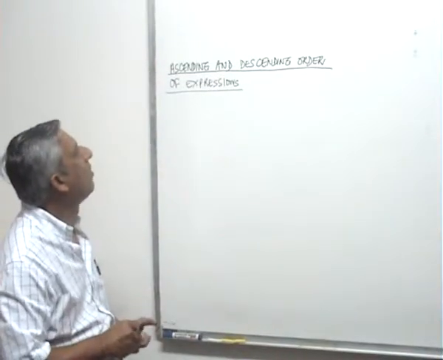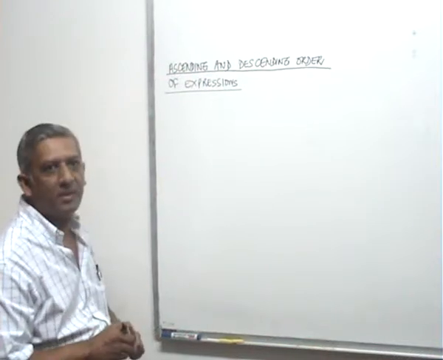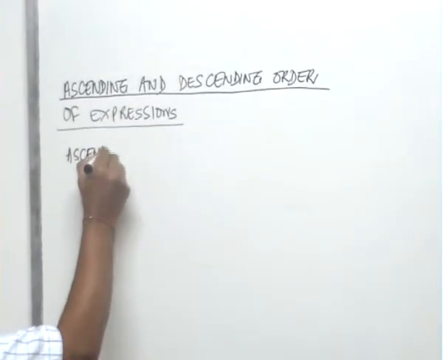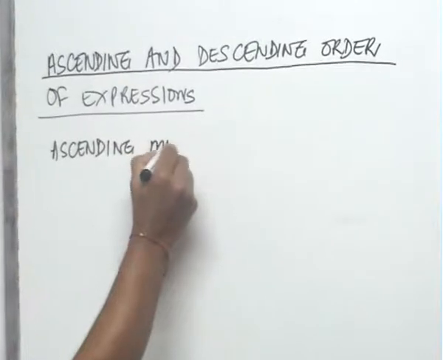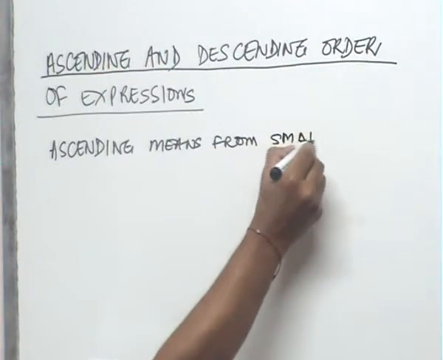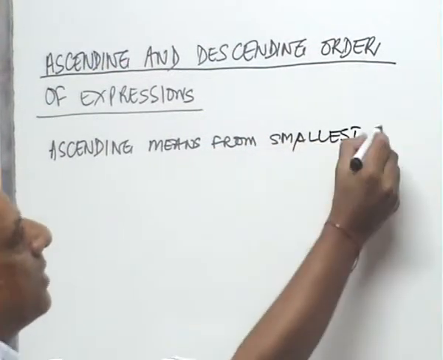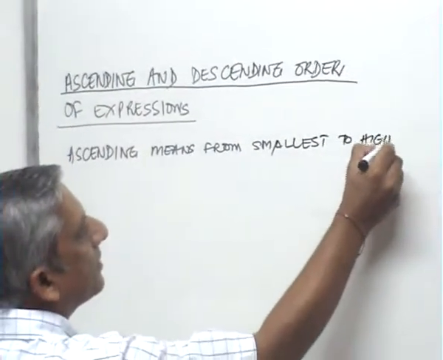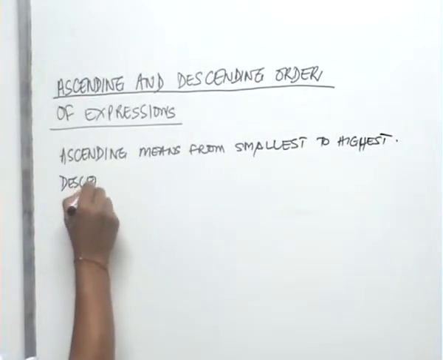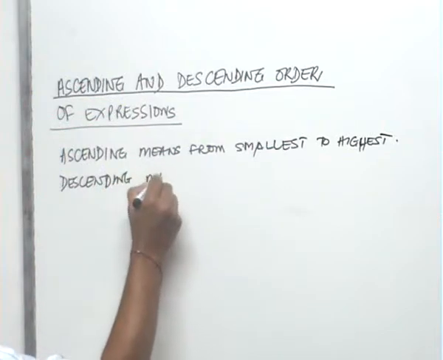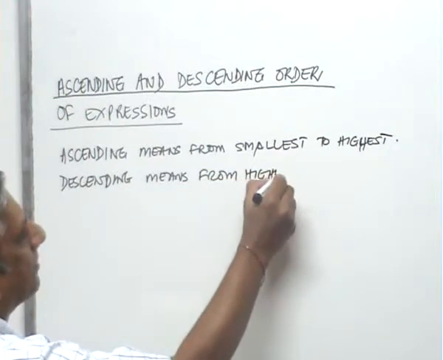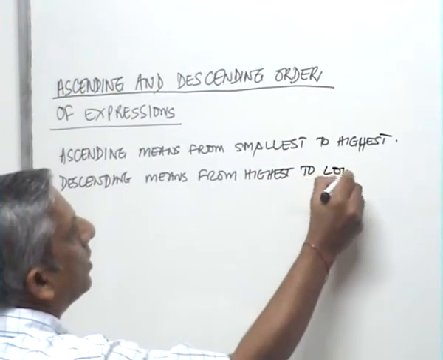Alright, we're doing another little section called ascending and descending order of expressions. Firstly, ascending means from smallest to highest, and descending means from highest to lowest.